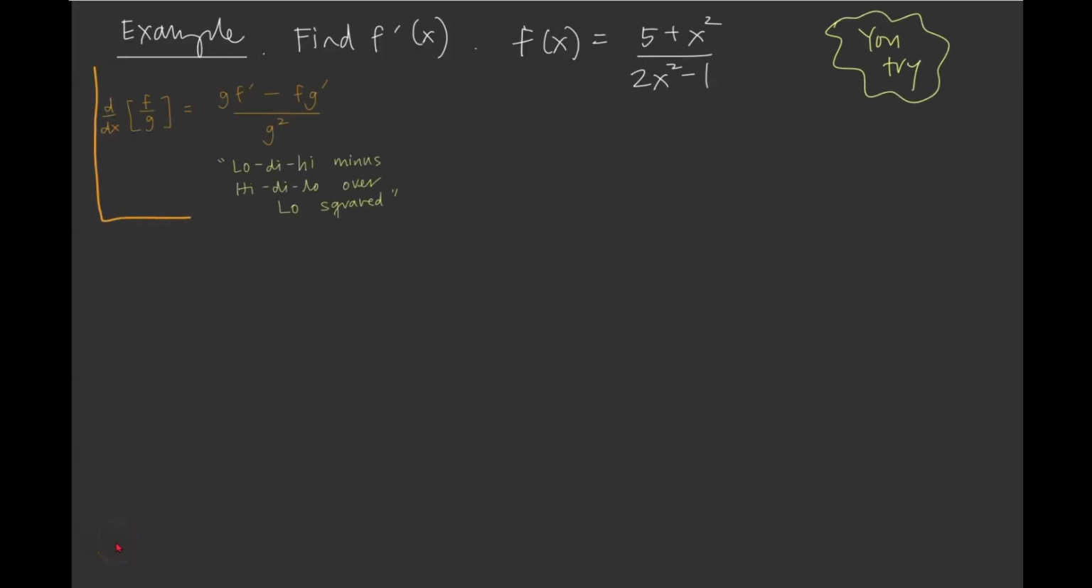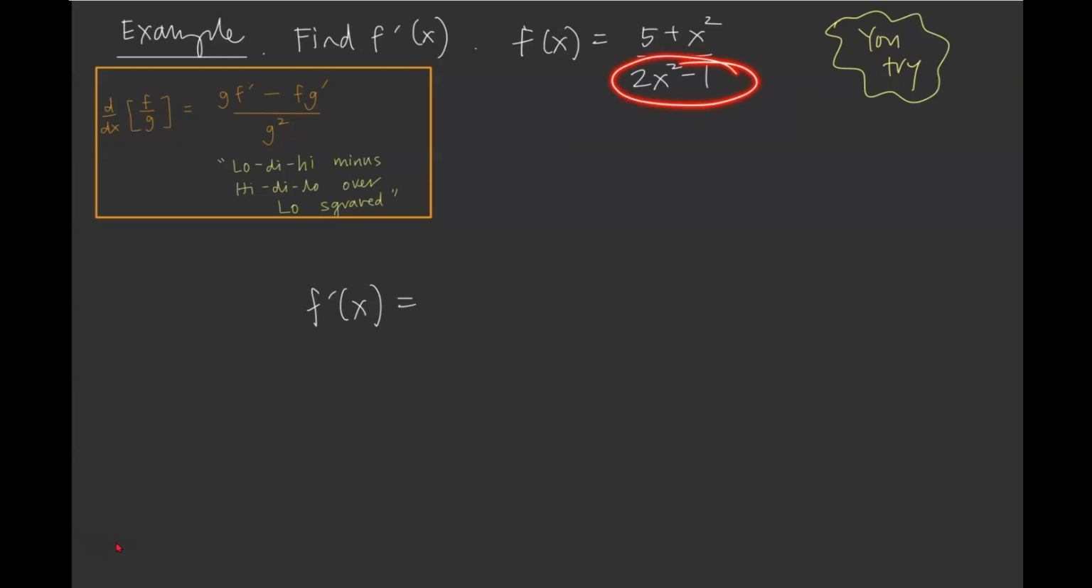So we'll just put the quotient rule over here so that we can reference it while we're practicing this example. But go ahead and try to find f prime of x of this using the quotient rule. Okay, so f prime of x will be low, and in this example, low is this guy right here. So low times the derivative of the high.